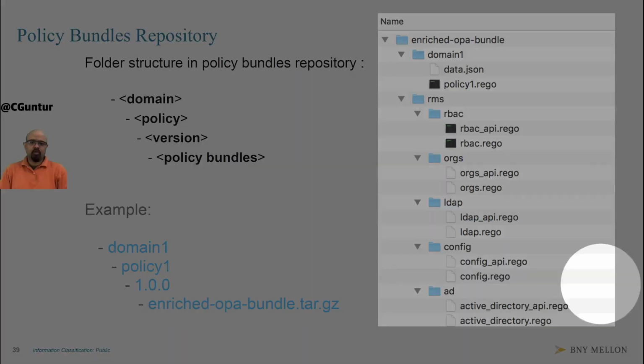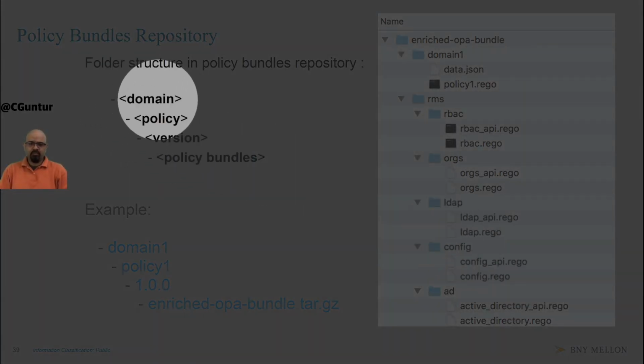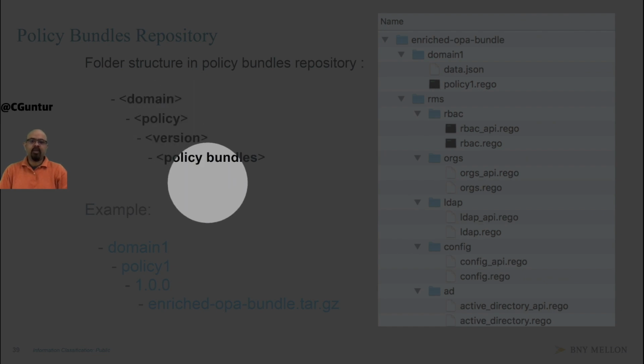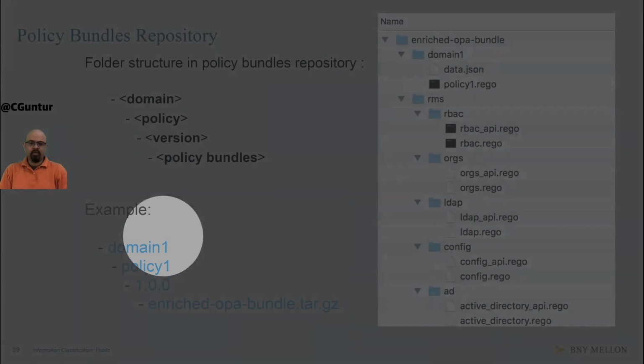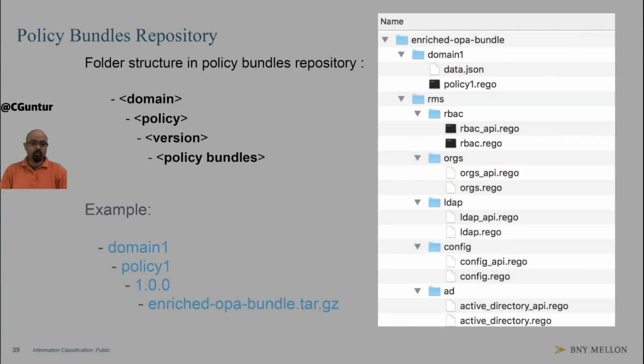Here is how a policy bundle looks like in actuality. These are very similar to Maven coordinates. You have a domain, a policy, and version, which are akin to a group ID, artifact ID, and version in Maven. And you can have several policy bundles under that. As an example, for domain 1, you have policy 1. You could also have policy 2, 3, and 4.